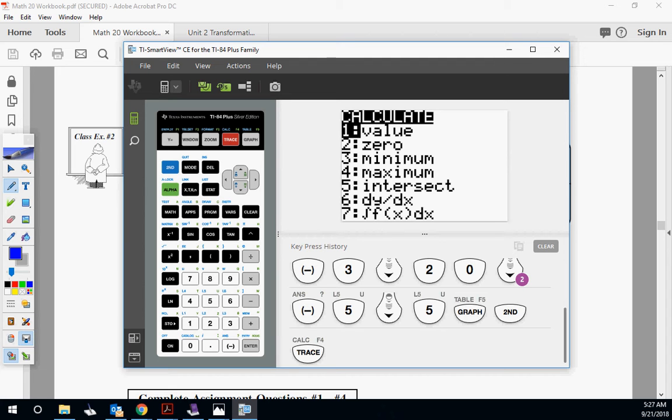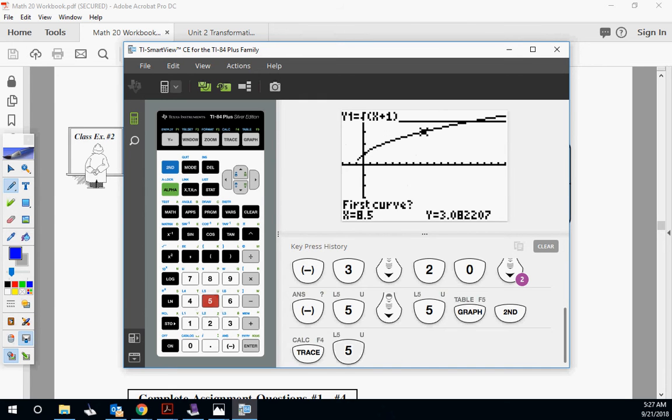We're going to do intersect, which is number 5. You can hit a 5 or you can arrow down to it, whichever. Now the intersect feature is actually pretty easy to use. It does most of the work for you. It says first curve, question mark. That just means is it on one of your first curves? It is, it's on my radical equation. Just hit enter. Then it says second curve, question mark. Is it on your other line, which is the y equals 4 line? It is. Just hit enter.